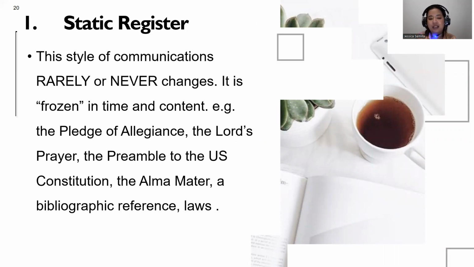Frozen language is a type of language or a type of register wherein this is memorized. And at the same time, not only memorized, but they have a specific intonation. So this style of communication rarely or never changes. So it is frozen in time and content. So the example of that one, the Pledge of Allegiance, the Lord's Prayer, the Preamble, the Alma Mater, and the others.